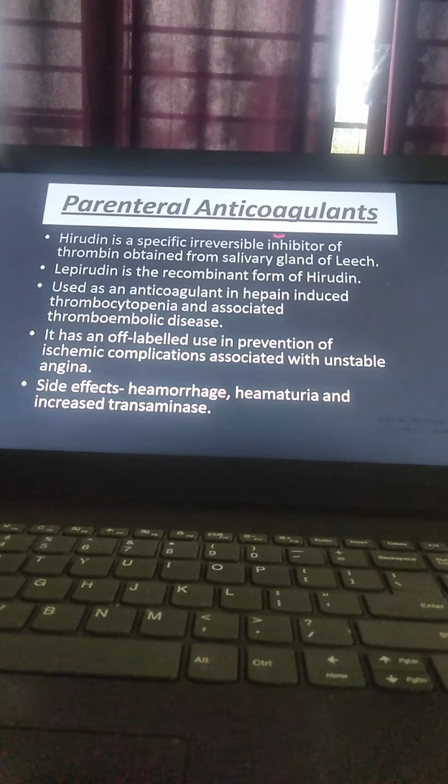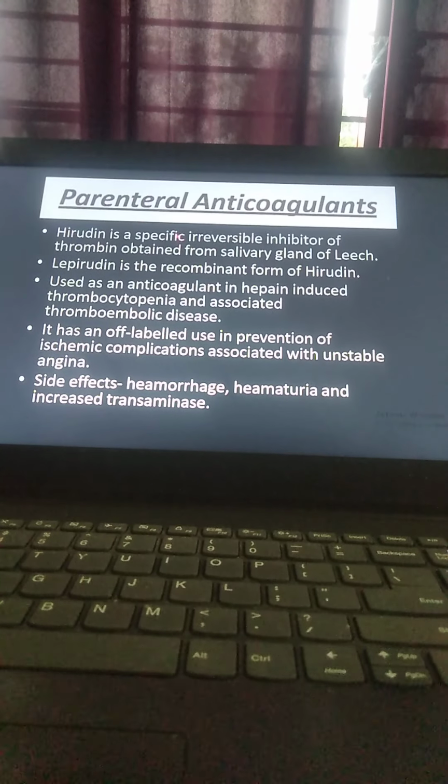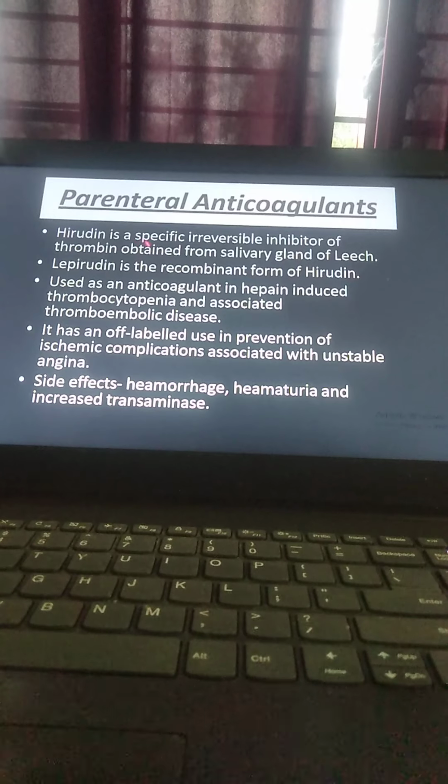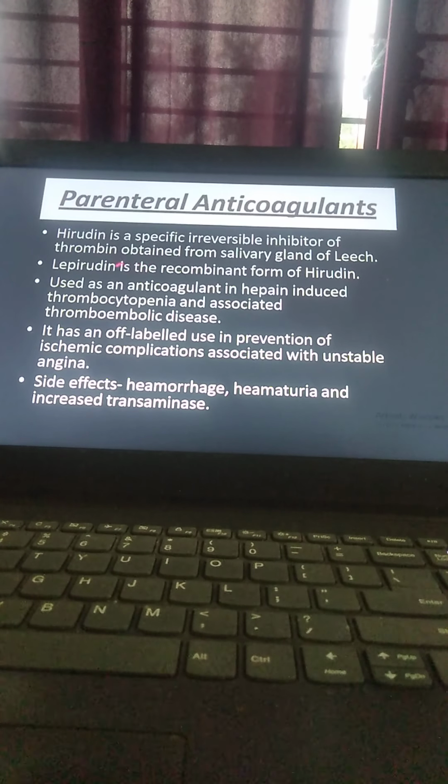Now, parenteral. This was the oral, now this is the parenteral. Parenteral anticoagulants. Hirudin is a specific irreversible inhibitor of thrombin obtained from the salivary gland of the leech.